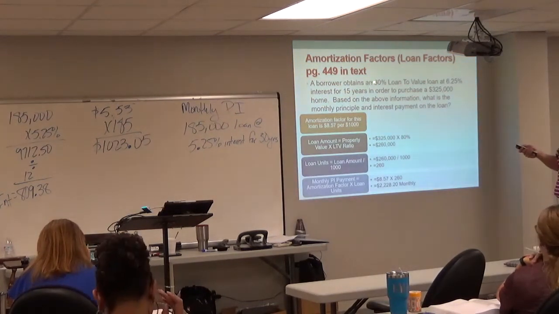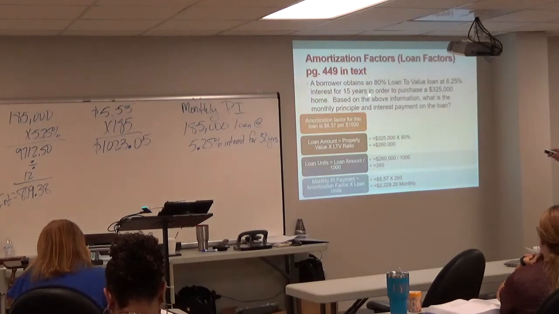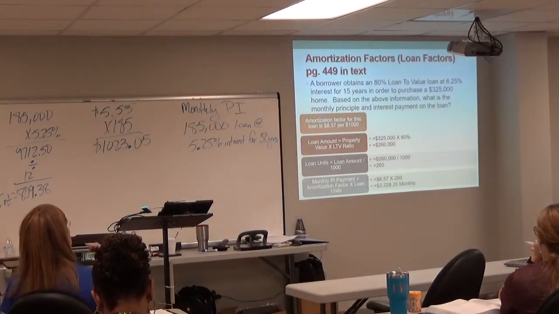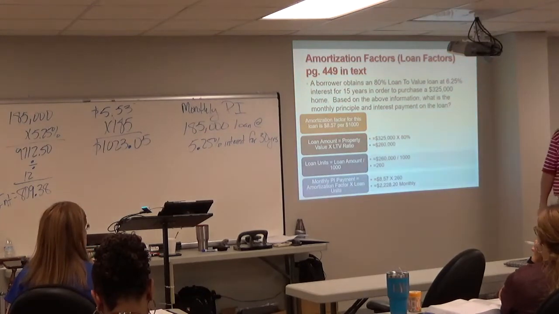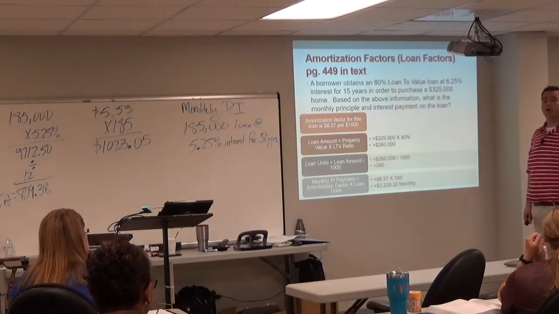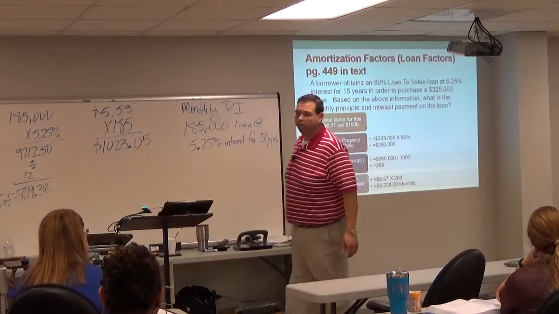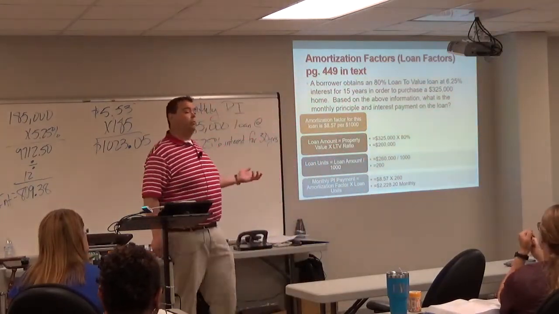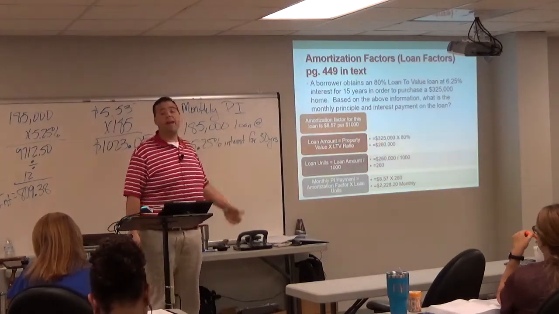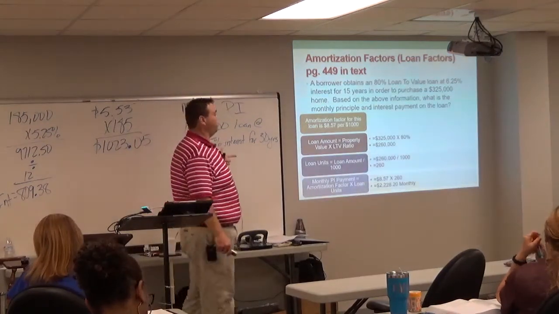So it says we're getting an 80% loan-to-value loan at 6.25% interest for 15 years in order to purchase a $325,000 home. And they want to know what the monthly principal and interest payment is. So talk to me, how would we calculate a monthly principal and interest payment? What things did we need to know? From this example, what did we need to know? We need to know how much we're borrowing. Is that fair to say? And we don't have that here, but can we calculate it? Yes, because we have the value of the property and we have the loan-to-value ratio.